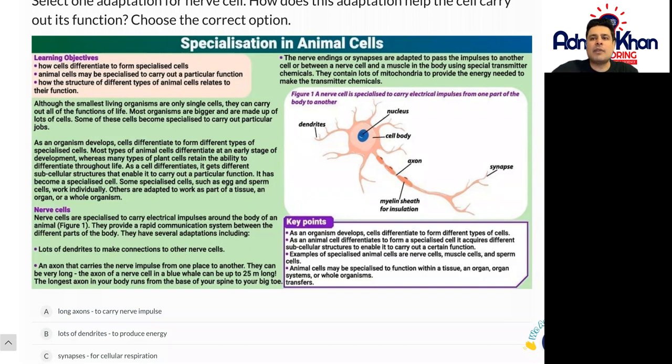So they have various different functions. Some cells carry out a certain function. Some cells have bigger functions, and other cells have specialized functions within the body of an animal as well. Plants also have a similar structure, but plants also keep the ability to change throughout their life as well.